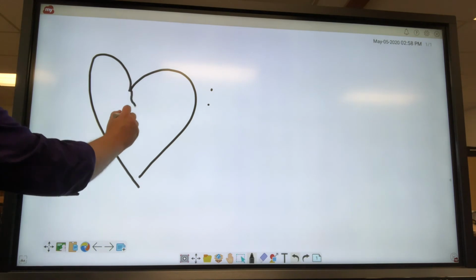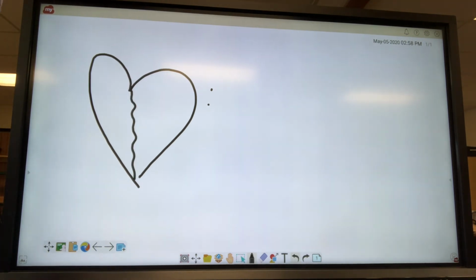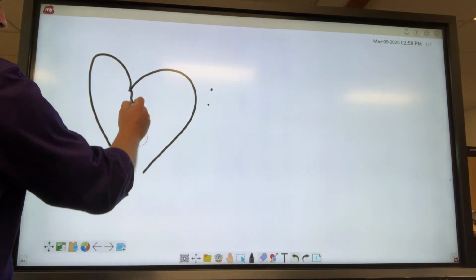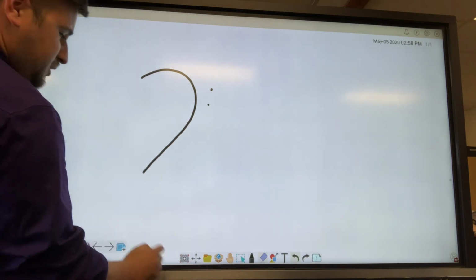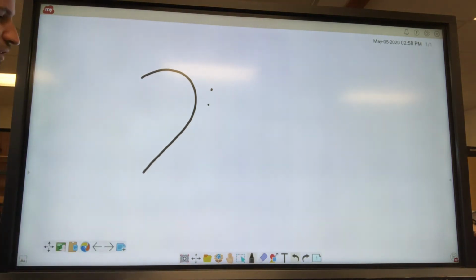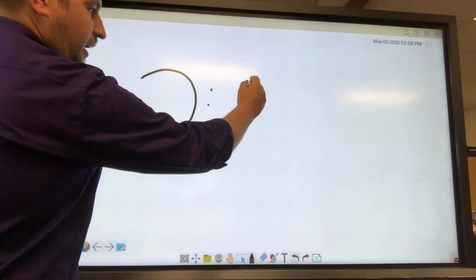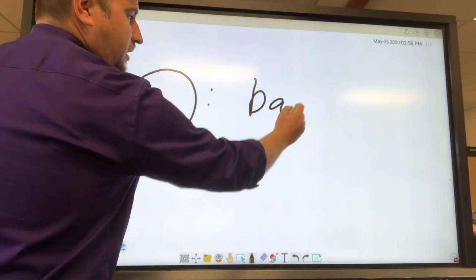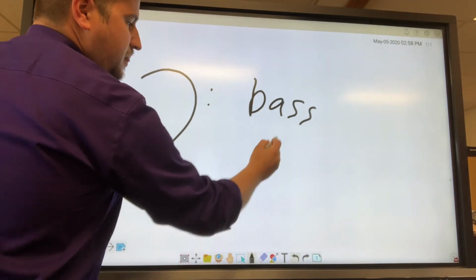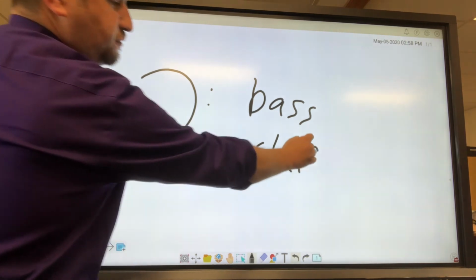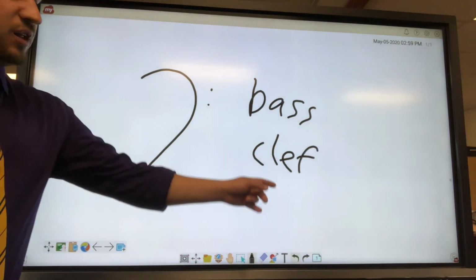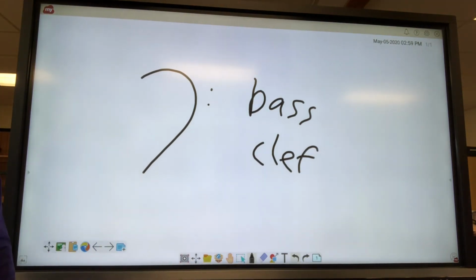Aw. Broke my heart. You guys, don't hurt my feelings like this. I need you guys to pay attention and learn this information for us. All right. That's right. So, this is called the bass clef. This word clef means helping us find notes on the page.